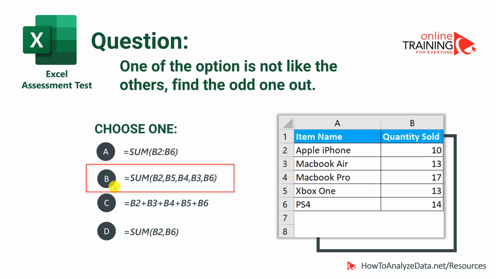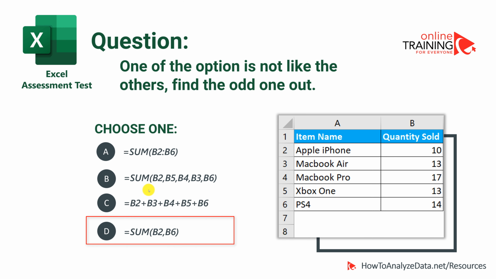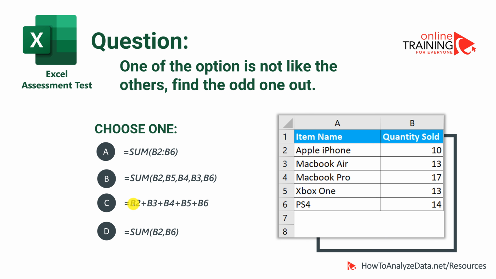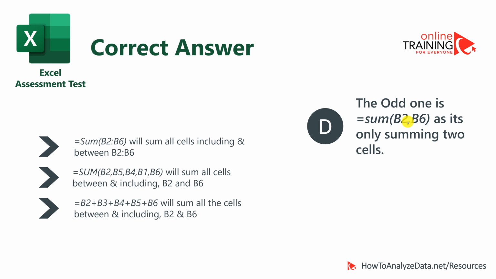Interesting thing is that the odd one is the one that doesn't lead to the same sum of the values, to the same result, which is choice D, because in that choice only 2 values are being added, B2 and B6. In all other choices, A through C, all of B2 through B6, which is B2, B3, B4, B5, and B6 values, are being added, and then it results in the sum. So the odd one here is choice D, and it is the odd one because it only adds 2 values instead of adding all 5 values. Hopefully you've got this one right, because that was a tricky one.